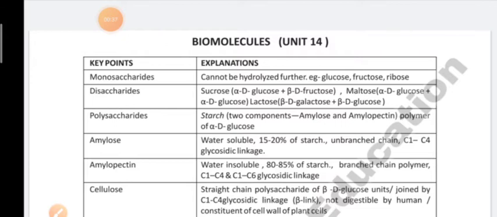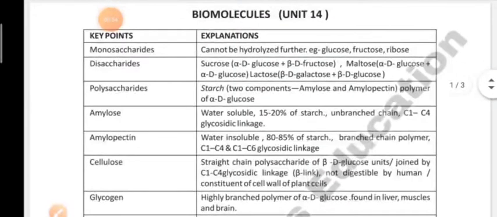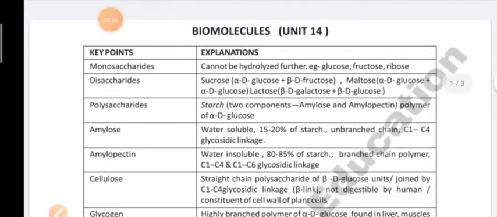Okay. So in this class, we're going to discuss some ins and outs of biomolecules. This is a relatively small chapter and it has some relation with biology as well. You may have already known it. Okay, so let's get started.